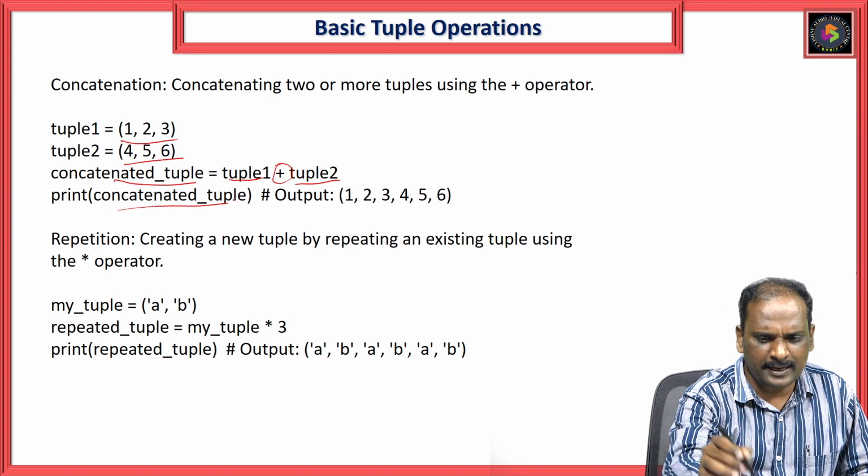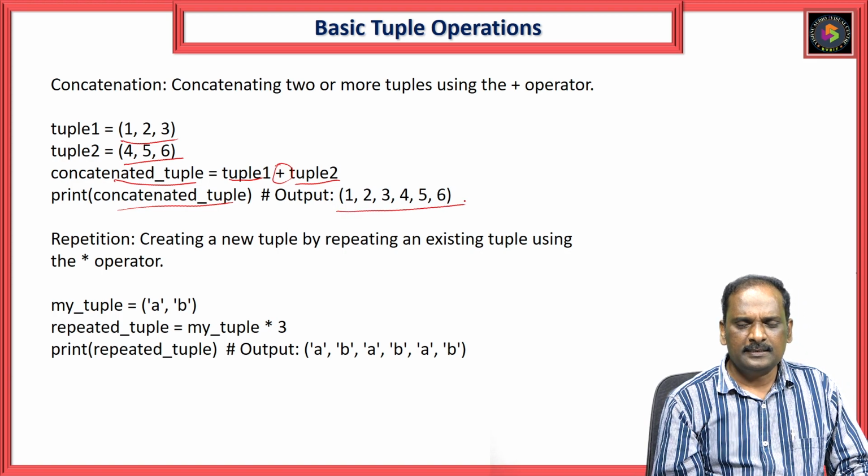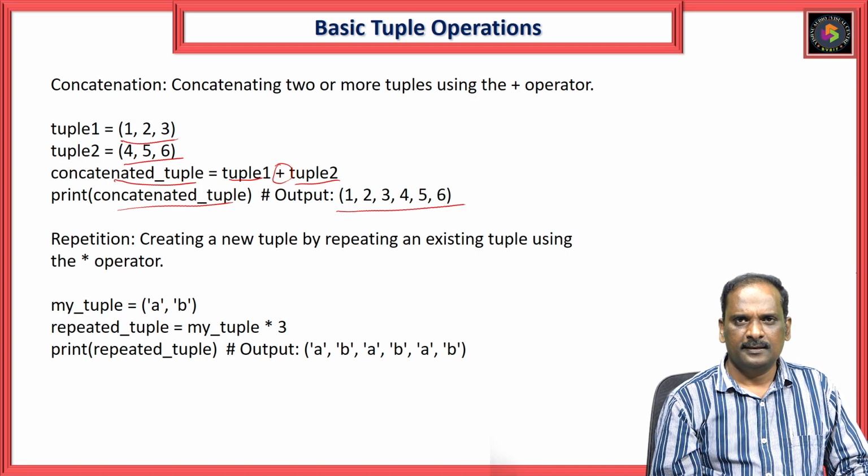So if I print the concatenated tuple variable, now you can observe that the elements are combined together. This operation is known as concatenating the two tuples by using the plus operator.